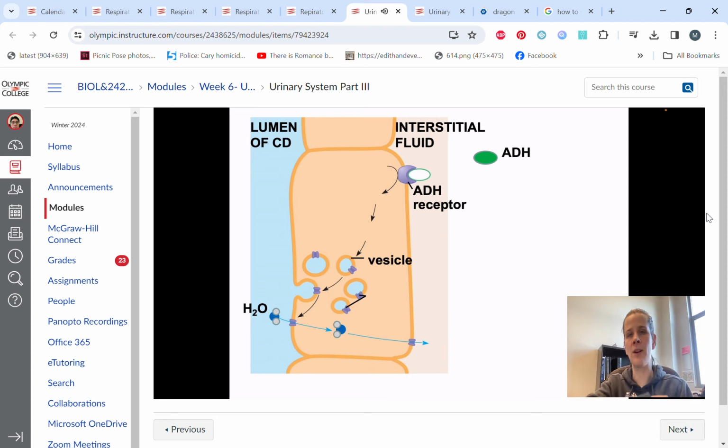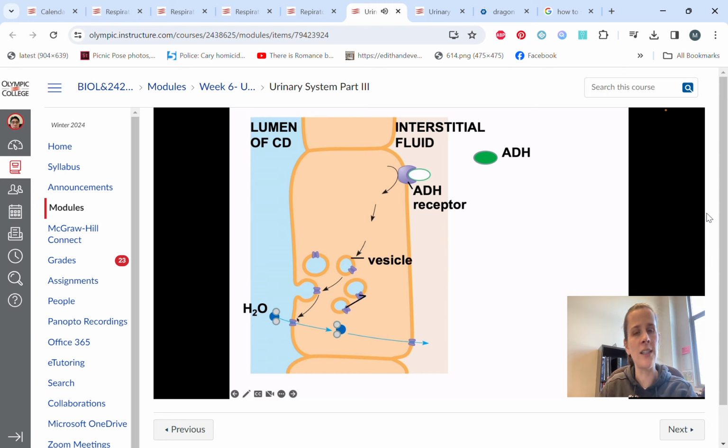Okay, so where did we leave off? We left off talking about how we concentrate urine in the collecting duct, right? So after the loop of Henle, our urine is very dilute and we need to concentrate it. Most of the time we need to concentrate it. So how do we concentrate it? We do this using hormone control regulation of our collecting duct epithelium.